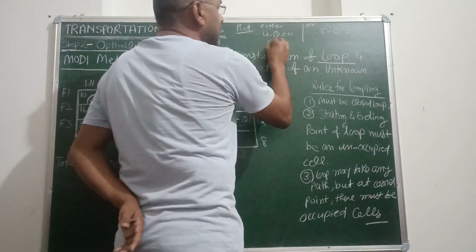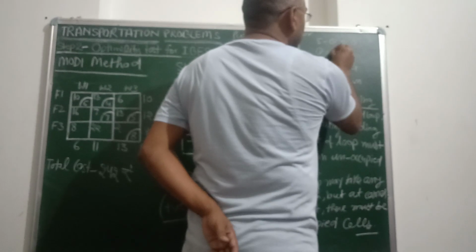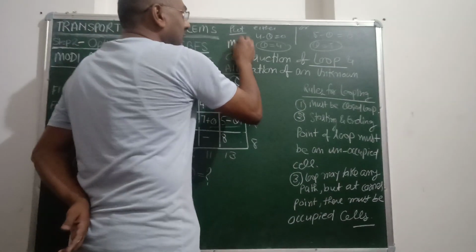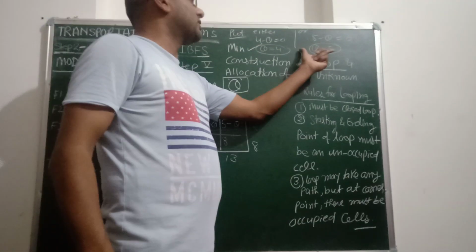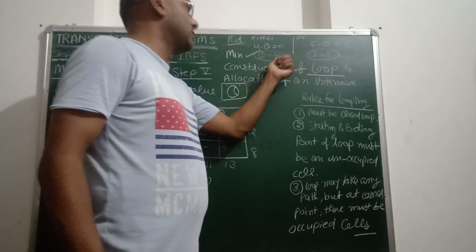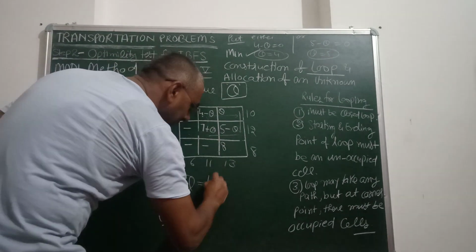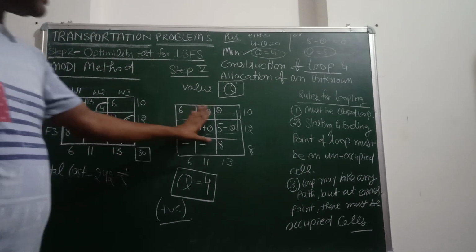If you solve this, here theta is 4, here theta is 5, and from these two values of theta always choose the minimum value. So from these two equations we have found that the minimum value is 4, so the value of theta is 4. Now we have to improve this table also.